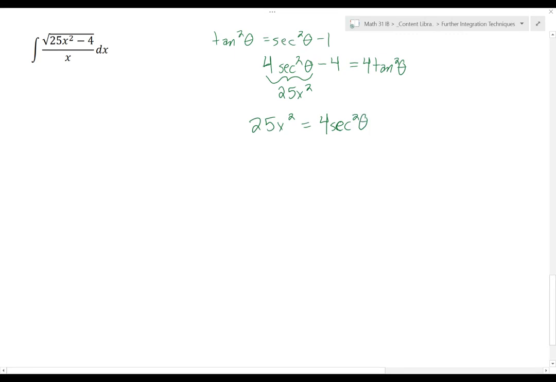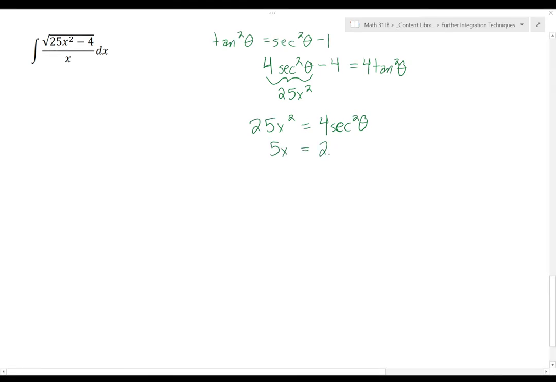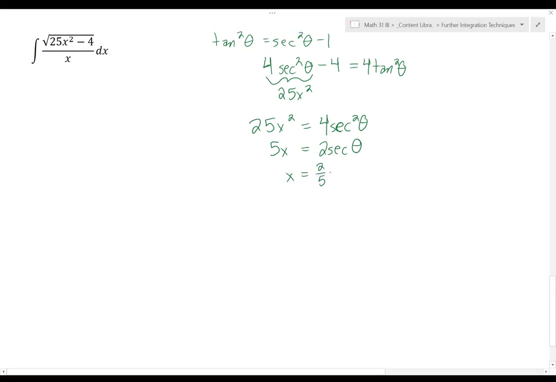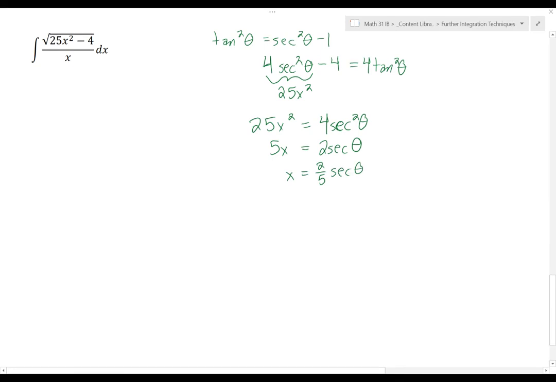In order to figure out what I would replace dx with, I'm going to take the square root of this. So I get 5x equals 2 secant theta, which means x is being replaced with 2/5 secant theta. That's helpful because I do have x in the denominator, so I'm going to have to replace that as well.